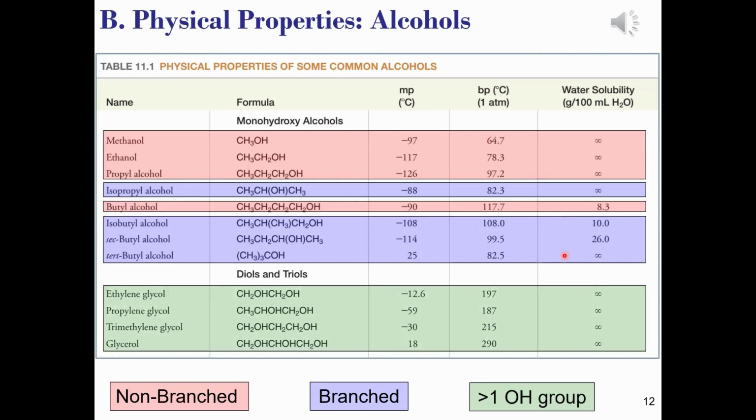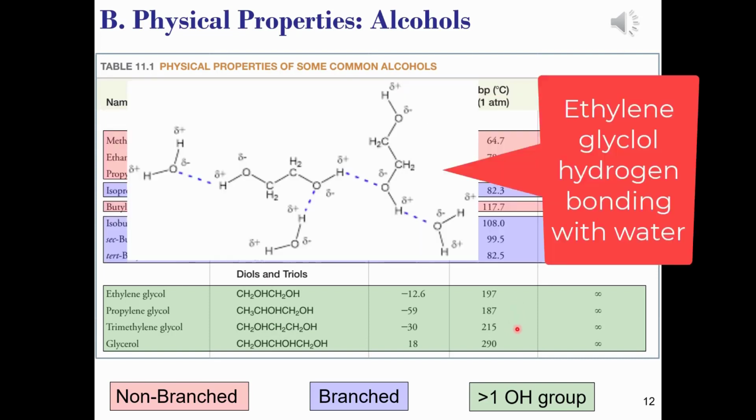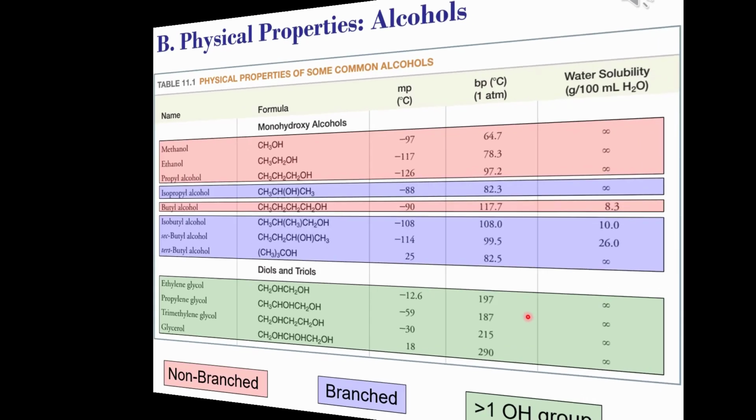Lastly, it should come as no surprise that the increase in the number of alcohol groups increases the number of hydrogen bonds and is responsible for the general increase in boiling points. Also, the additional number of hydrogen bonding sites naturally make these diols and triols completely soluble with water. Let's look at some of these intermolecular forces in more detail now.